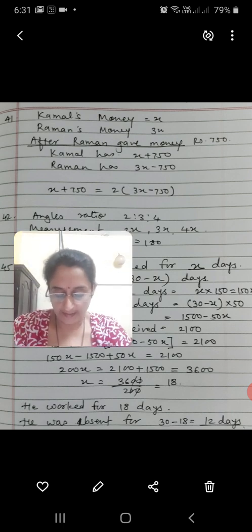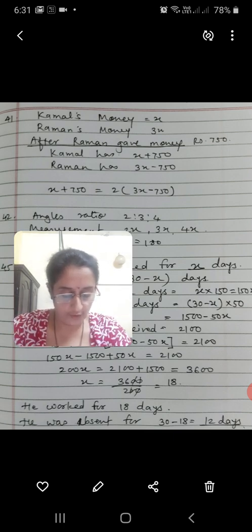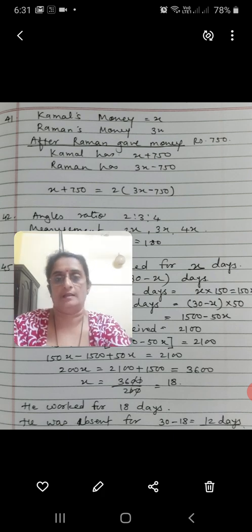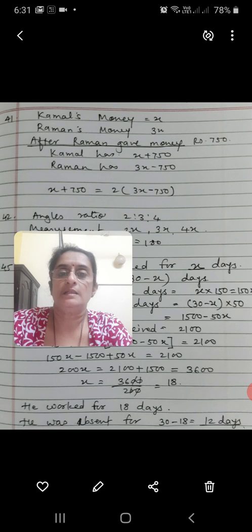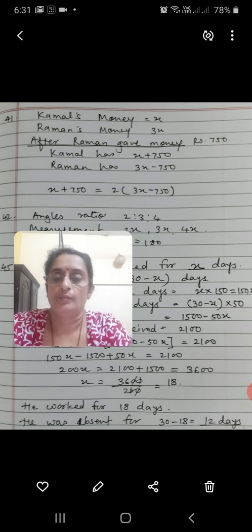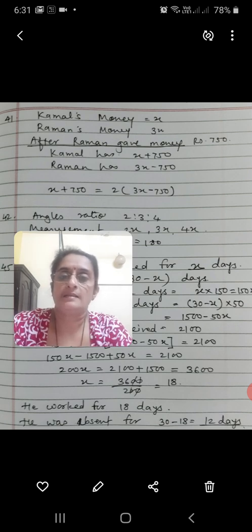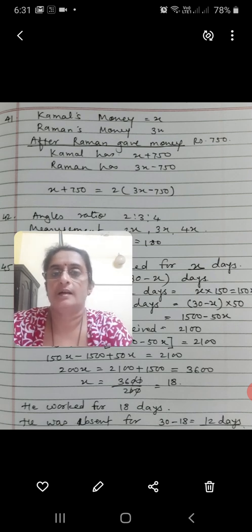Raman has 3 times as much money as Kamal. If Raman gives rupees 750 to Kamal, then Kamal will be having twice as much as is left with Raman. How much had each originally? Now we don't know. See, Kamal and Raman, two boys are there. They are having some money, and Raman has 3 times of Kamal's money.